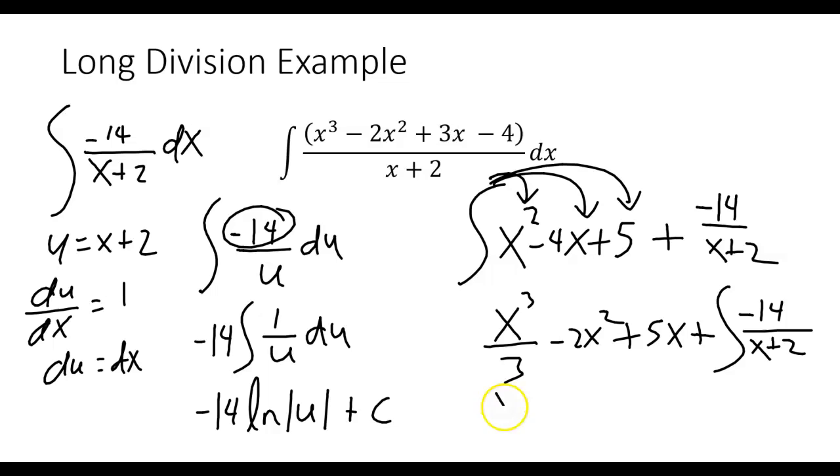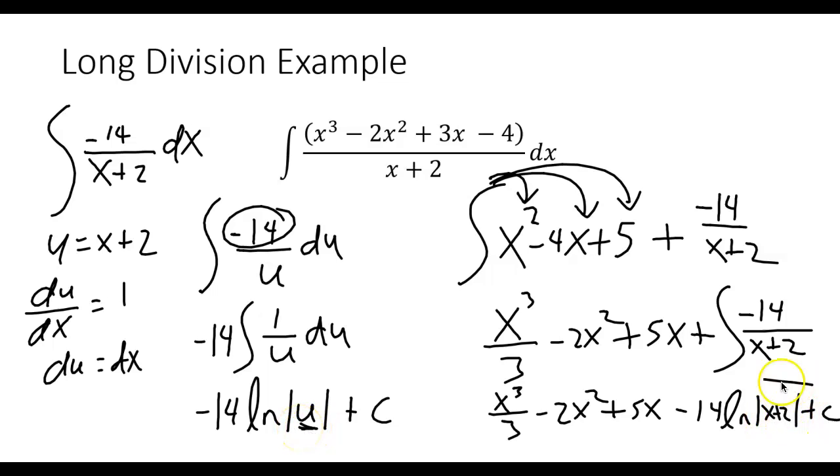So we have the following: x cubed over 3 minus 2x squared plus 5x plus, actually it's going to be minus because of the negative 14, minus 14 ln of u plus c. And the u, once again, you want to put that u back inside. And there's your answer. Okay, so that's a long division problem, and they are long.